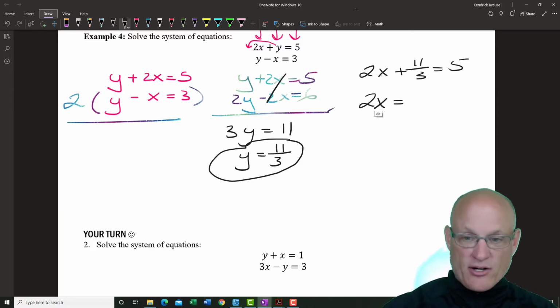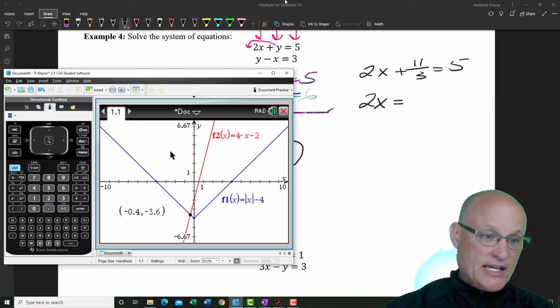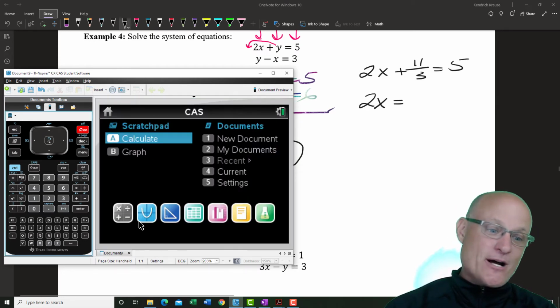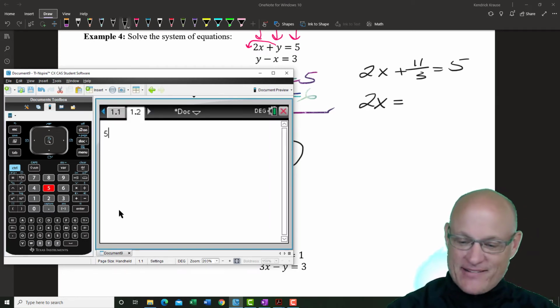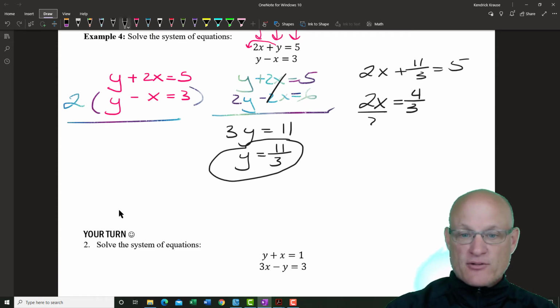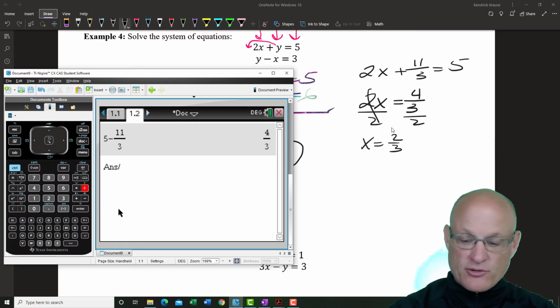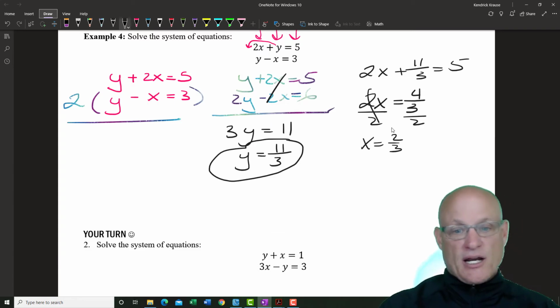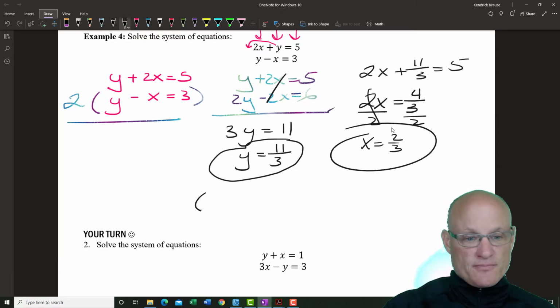Now, if you can't do that in your head, you just come over here to your calculator and say, hey, dumb machine, hello, dumb machine, help me out. I need some help. 5 minus 11 thirds. And you get 4 thirds. So this is 4 thirds. And then divide by 2. Divide by 2, you get 4 over 6, or x equals 2 thirds. Don't believe me? Just come over here and hit divide by 2. And you get 2 thirds. All right, so there's your answer. 2 thirds, comma 11 thirds.